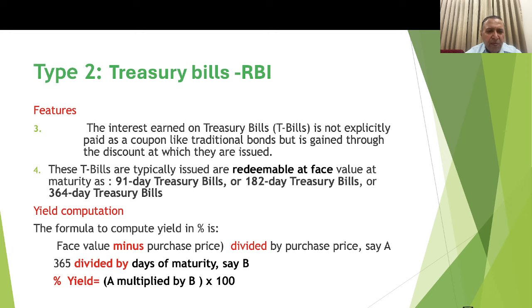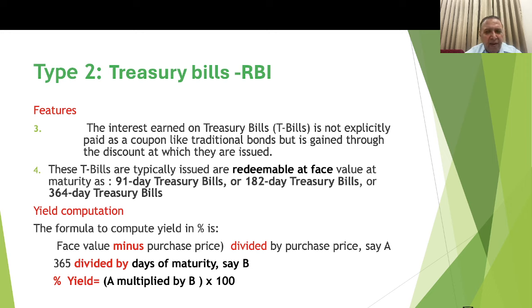Yield computation. The formula to compute the yields in percentage is face value minus the purchase price divided by the purchase price, say A, multiplied by 365 days divided by days of maturity, say B. So yield is equal to A multiplied by B. So let me repeat that.